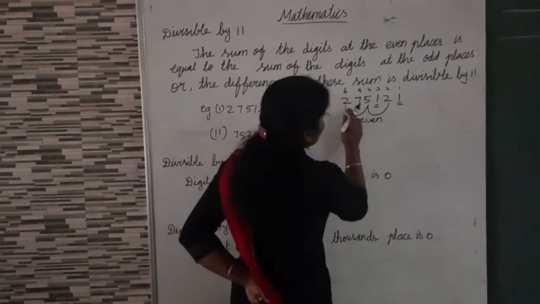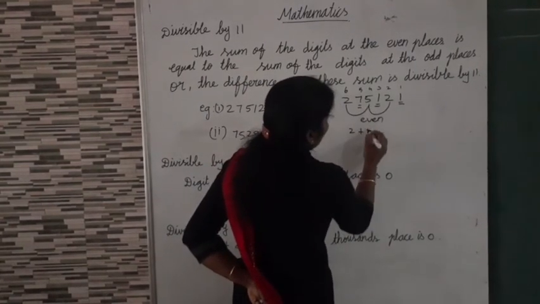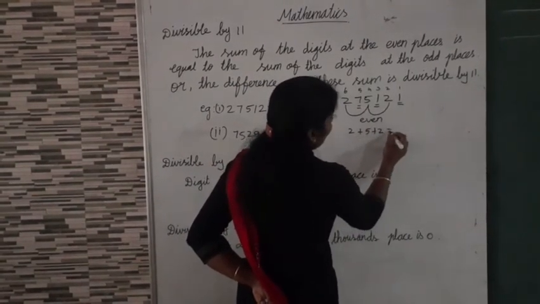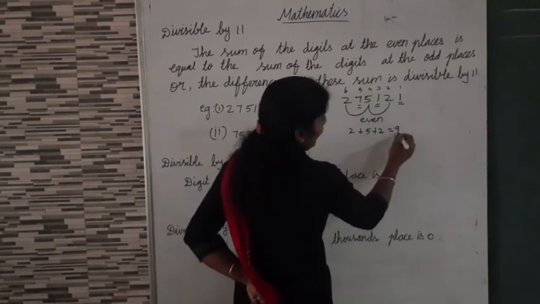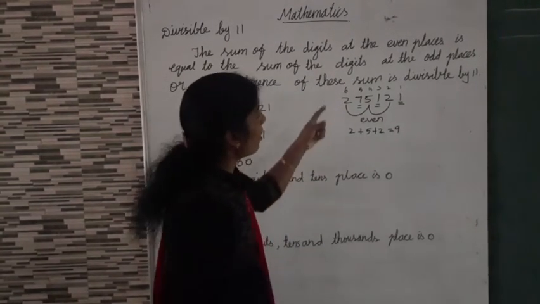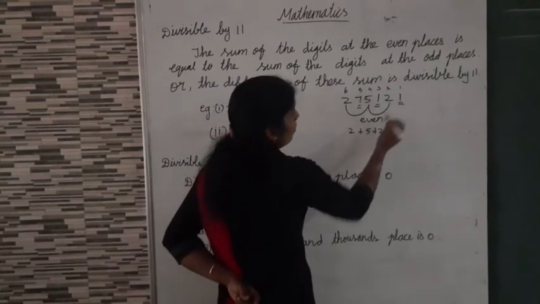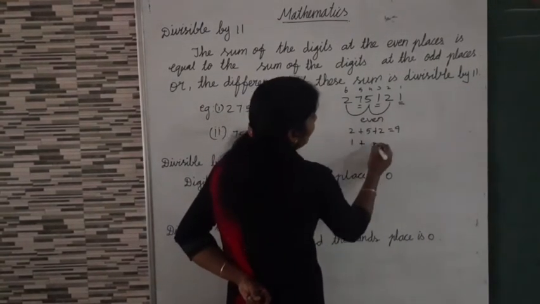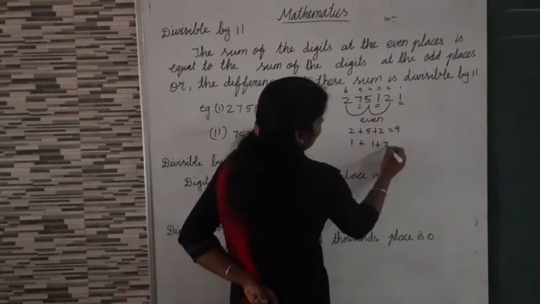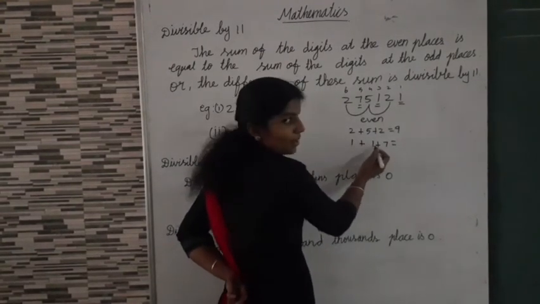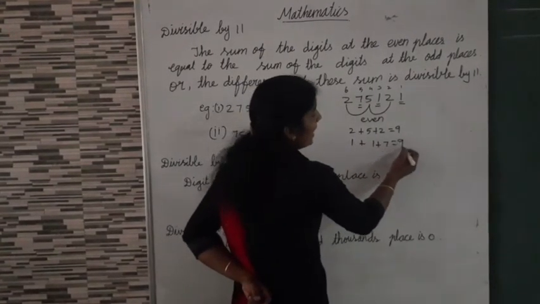What are the even digits? 2 plus 5 plus 2 equal to 7, 9. Now we can add the odd digits. What are the odd digits? 1 plus 1 plus 7. 1 plus 1, 2. 2 plus 7, 9.